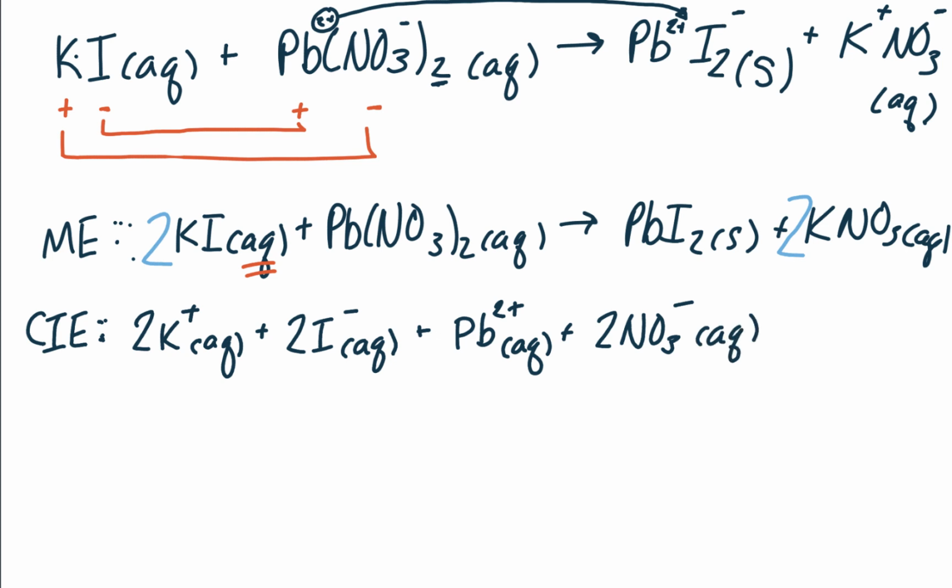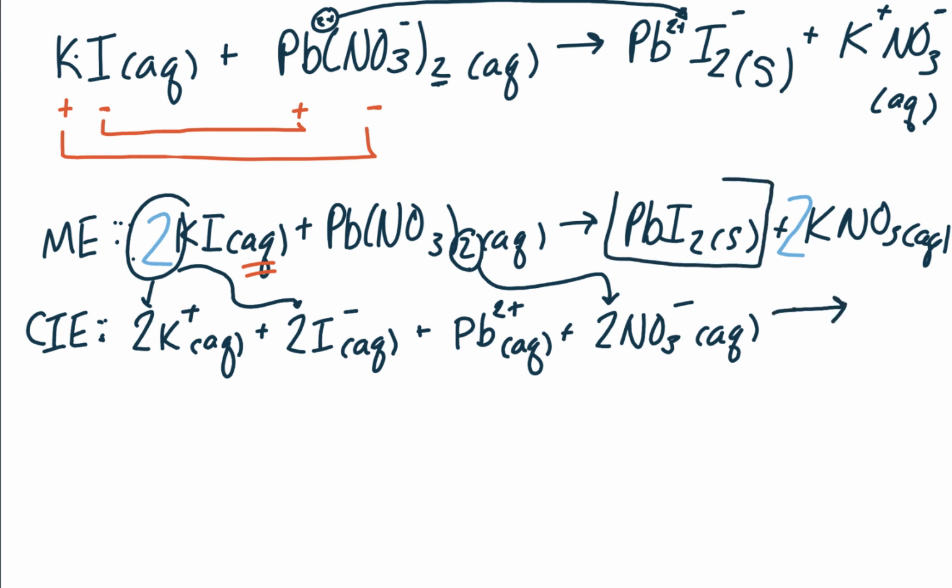Notice that if the number is a coefficient, that carries to both of the ions, or if it's written as a subscript, then it only carries to one. If you have both a subscript and a coefficient, then you multiply them together to see how many ions you actually have.